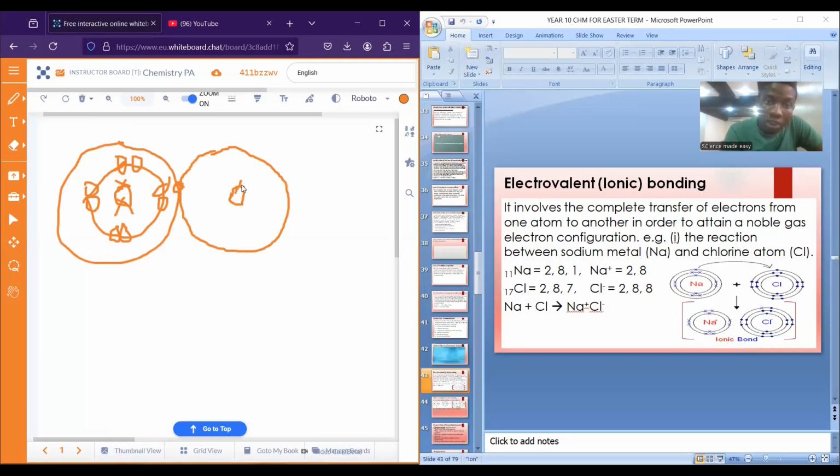He's not benefiting from it. He just dashes chlorine. So if you give chlorine one electron, chlorine will be complete, and sodium will also be complete. So two of them will be complete together. But sodium is the one dashing the chlorine. Chlorine is number 17. That is 2, 8, 7.